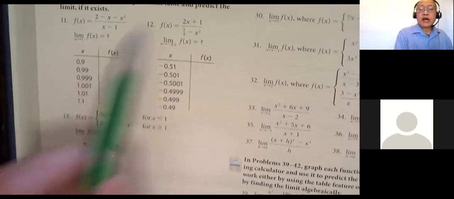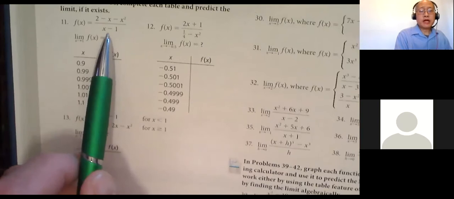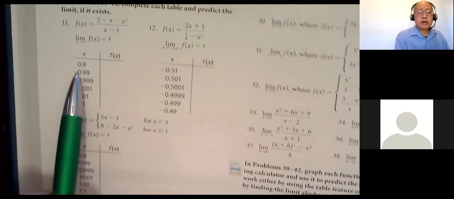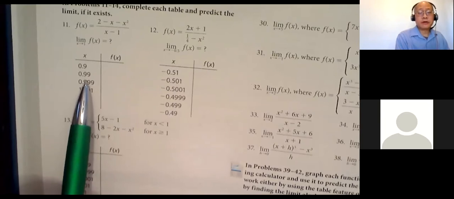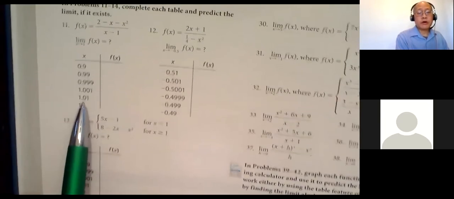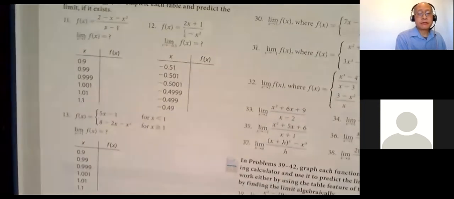Limit as x approaches 1. You can tell you're not allowed to plug in 1, right? But you can plug in numbers that are close to 1. 0.9, 0.99, 0.999. That's getting close to 1 coming from the left. 1.1, 1.01, 1.001. That's getting very close to 1 coming from the right side.